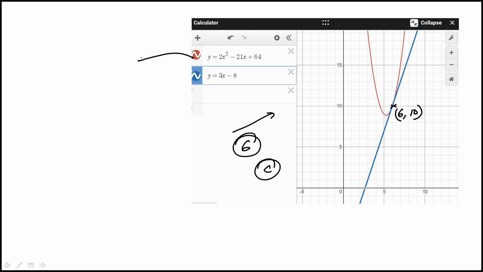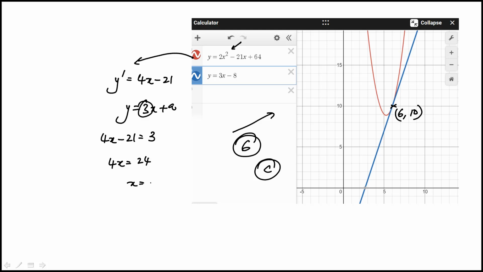Now, some of you might know how to find the slope of a straight line at any point on this quadratic function from calculus. The ones who don't know, I mean, obviously can't use this approach, but the slope of the tangent line would be 4x minus 21. And what we're saying is it needs to be equal to the slope of that straight line, which is 3. And at what point is that going to happen? 4x equals 24, x equals 6.